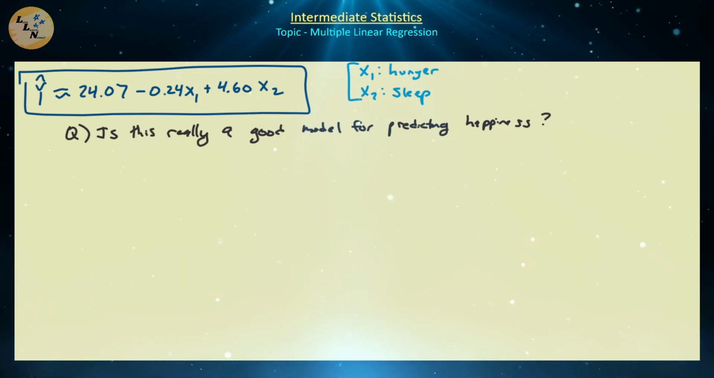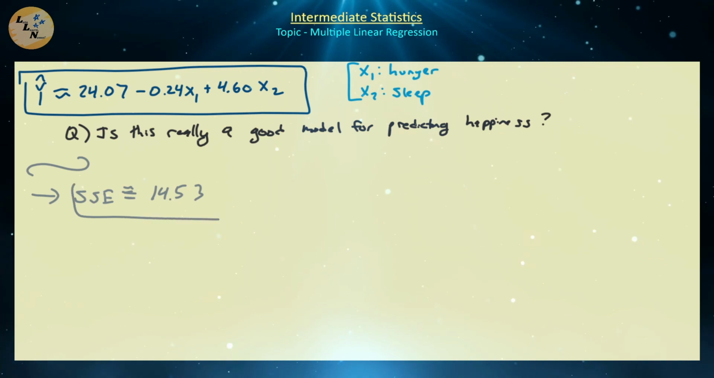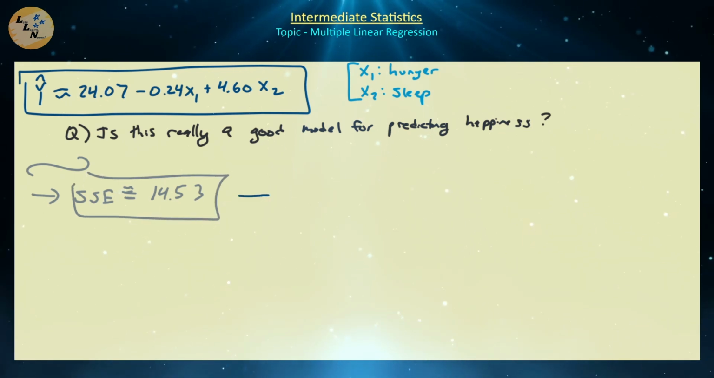Now that we've constructed our multiple linear regression model based upon this data, now we need to answer the question, is this really a good model for predicting happiness via the predictors hunger and sleep based upon the data for which we have collected? So the first thing that we need to do in order to answer this question is to calculate the error sum of squares. Keep in mind the error sum of squares is minimized via this approach, and one can show that this is going to be approximately equal to 14.53.